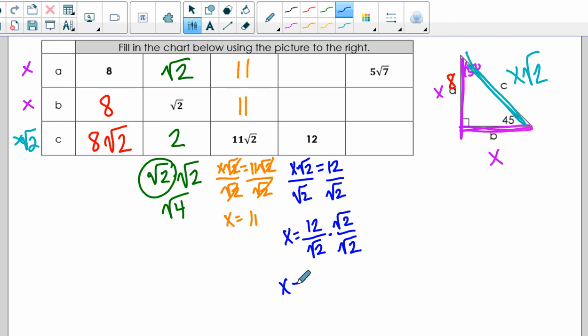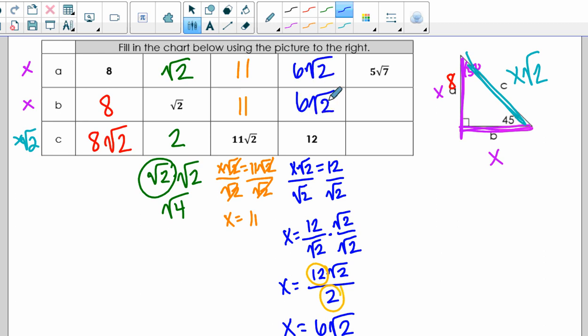You end up with x equals 12 radical 2 all over radical 2 times radical 2. We've done that a bunch. That is radical 4, which is just 2. Now in this case, you guys remember you always ignore the radical, but the 12 and the 2 can reduce, and you end up with 6 radical 2 because 12 over 2 is 6. So then you can come back up here and say this side is 6 radical 2, and so is this.